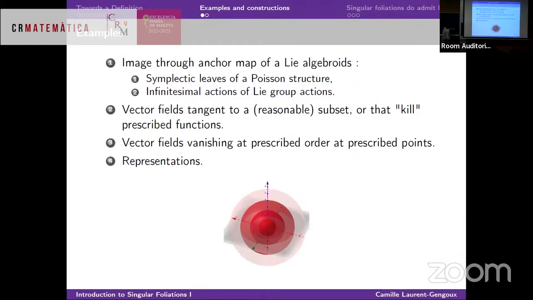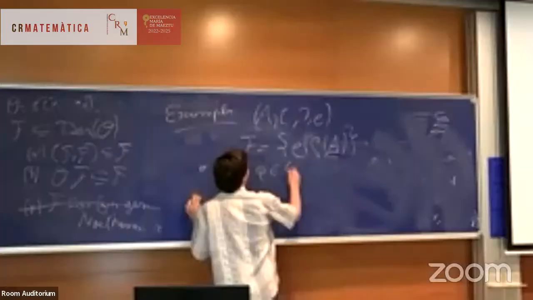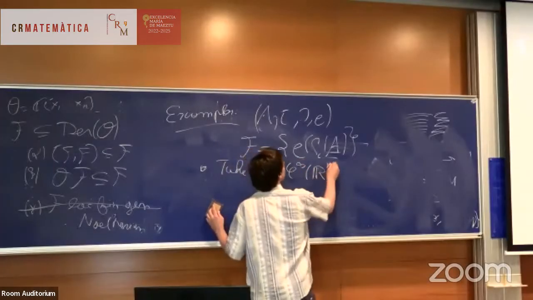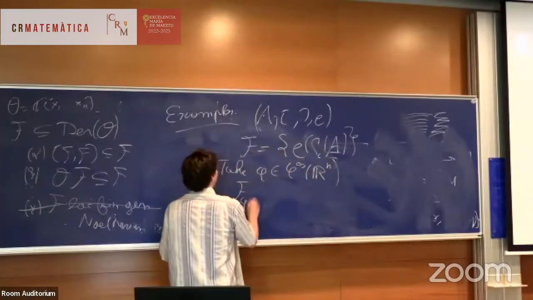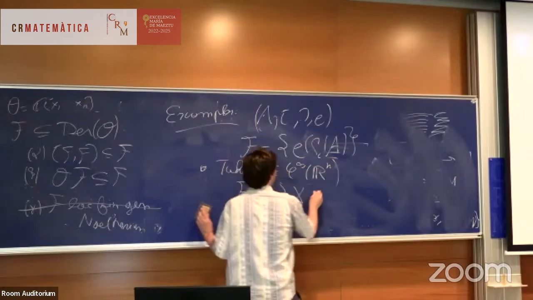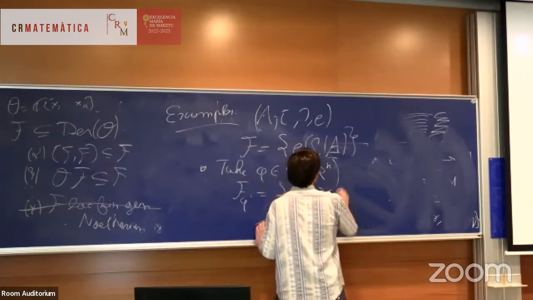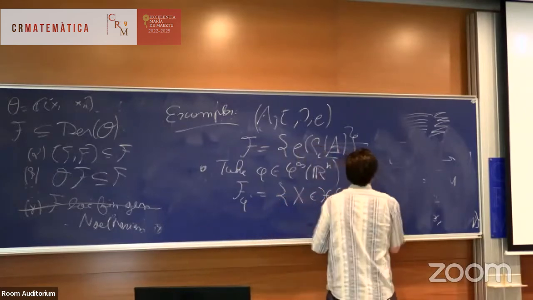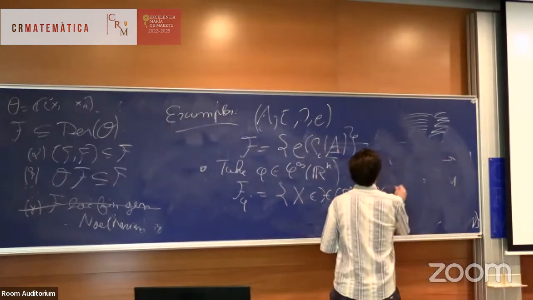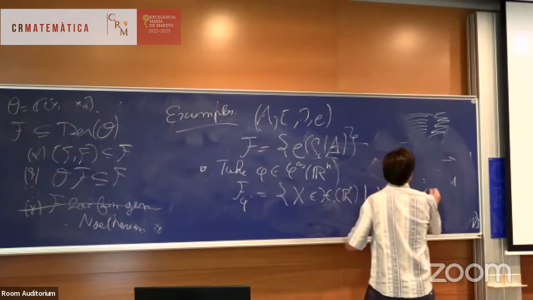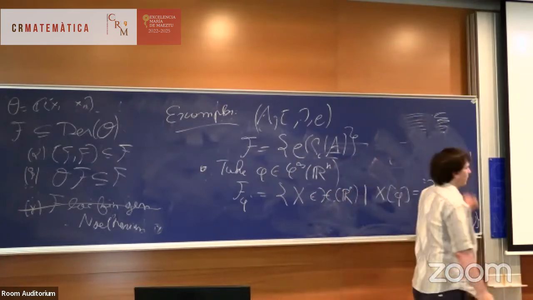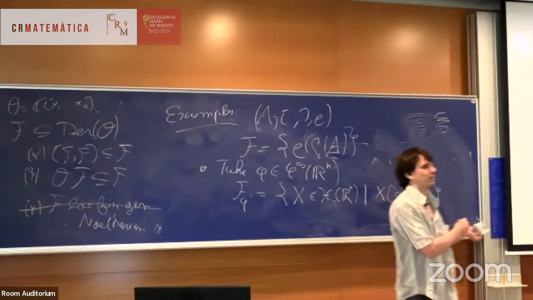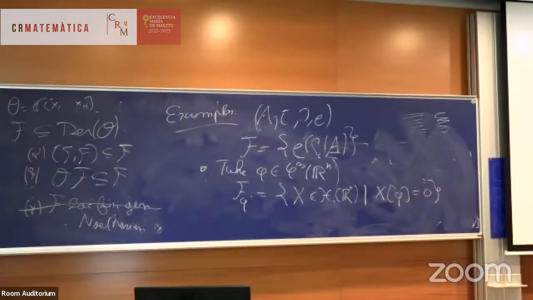I take a function phi. That's an important example. I take some function phi on Rn. Now I define F_phi to be all vector fields X on Rn, compactly supported maybe. Well, let's not forget compactly supported for the moment, such that X of phi is 0. So if you want, these are infinitesimal symmetries of the function phi, vector fields whose flow preserves phi.